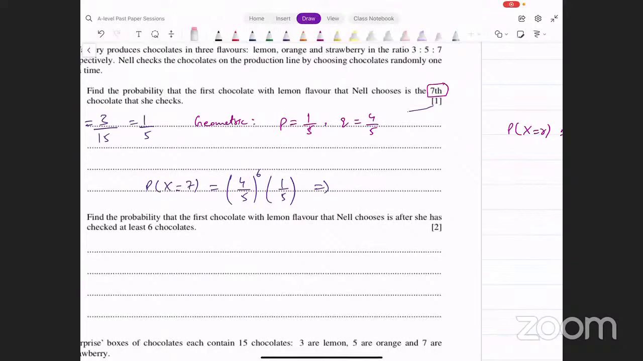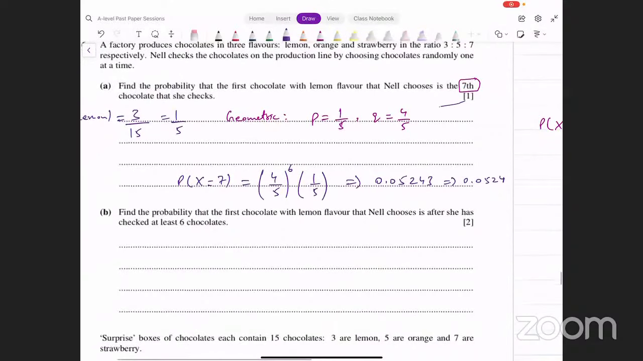Okay, so I'm getting 0.05243. So if you want to write it rounded off, you can write 0.0524. Okay, so that's what we get. That's the probability. Acha, let's look at the next part.